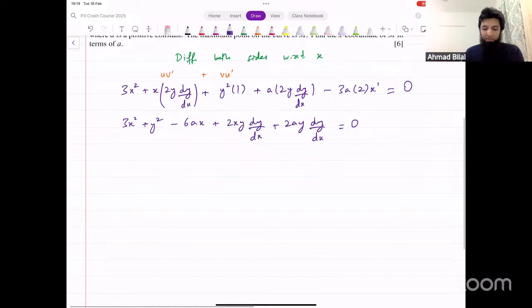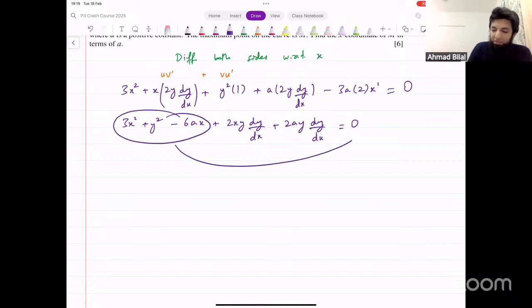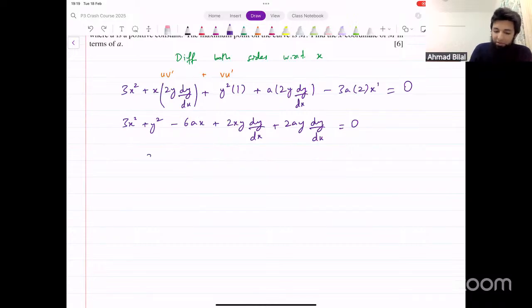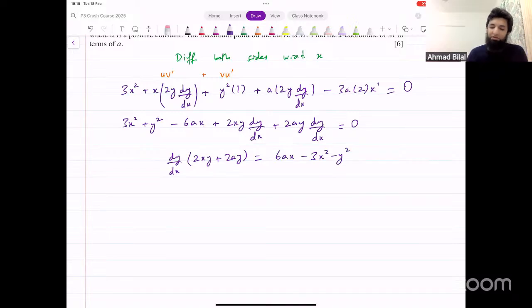What we do now is we take dy over dx common from the terms that have it and take everything else to the other side. Let's take all of these 3 terms to the other side and see what that gives us. 2xy into dy over dx. Let's actually take dy over dx common in the same step. Dy over dx times 2xy plus 2ay equals 6ax minus 3x squared minus y squared.